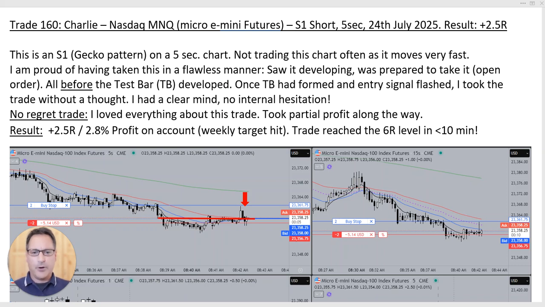Everybody, you already heard about the test bar and how it can ignite a V-shaped rally. Well, now it's time to put things into practice. Now, this is a trade from Charlie.